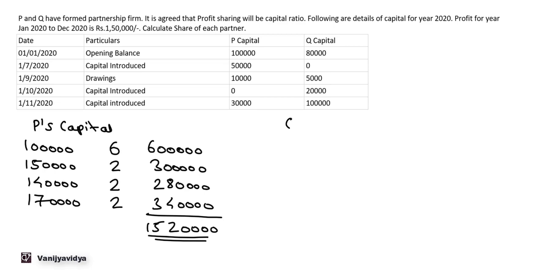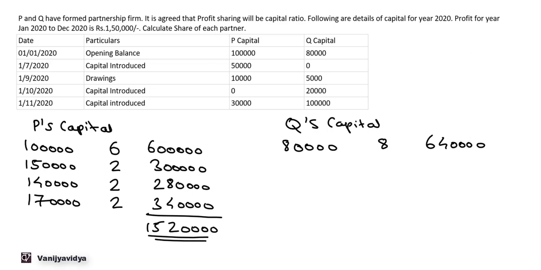Now let us calculate for Q. Q's capital opening balance as on 1st Jan 2020 was 80,000. Now this 80,000 was till 1st September 2020, when he had withdrawn 5,000. Till that time the balance in the capital account was 80,000. So from January to 1st September, for 8 months the balance was 80,000. So 80,000 into 8, that comes to 6,40,000.